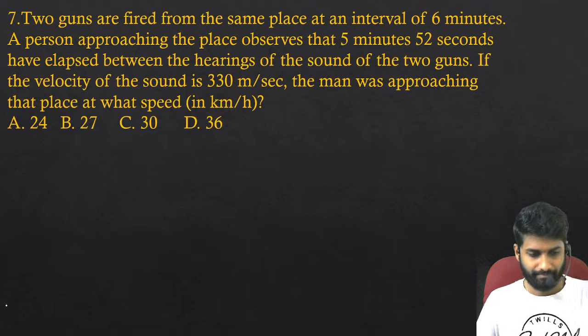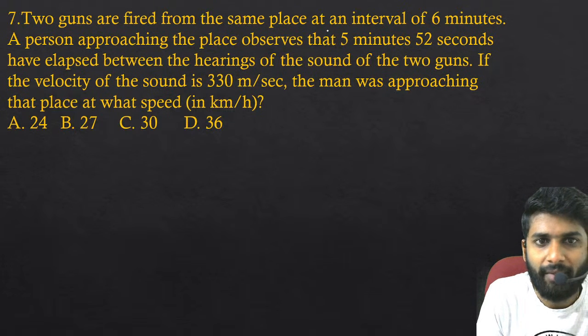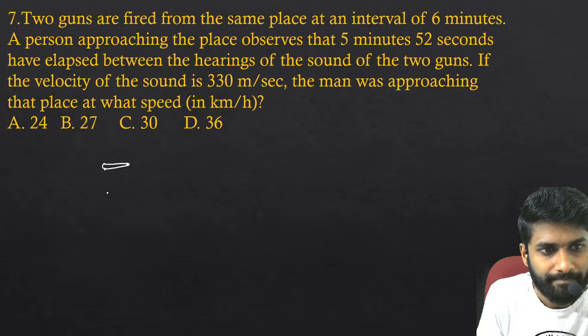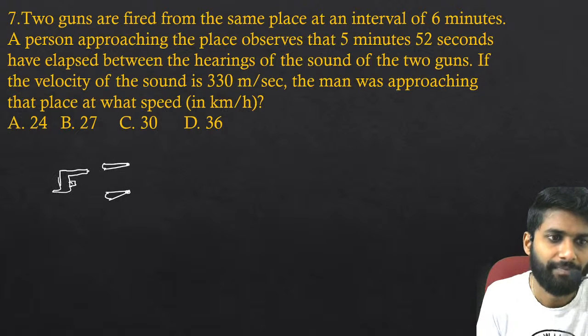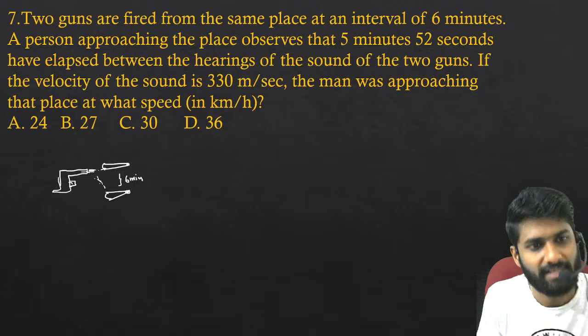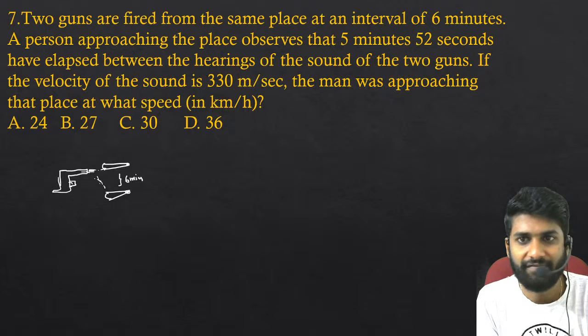Next question. Now see, what is the information in the question? Two guns are fired from the same place at an interval of 6 minutes. So these are the two bullets. From here to here, he fired. So the difference between the timings is exactly 6 minutes. That is the information: two guns are fired from the same place at an interval of 6 minutes.